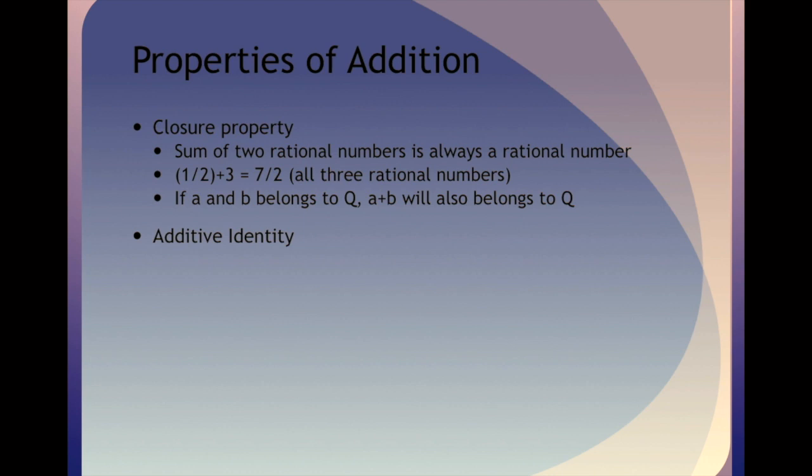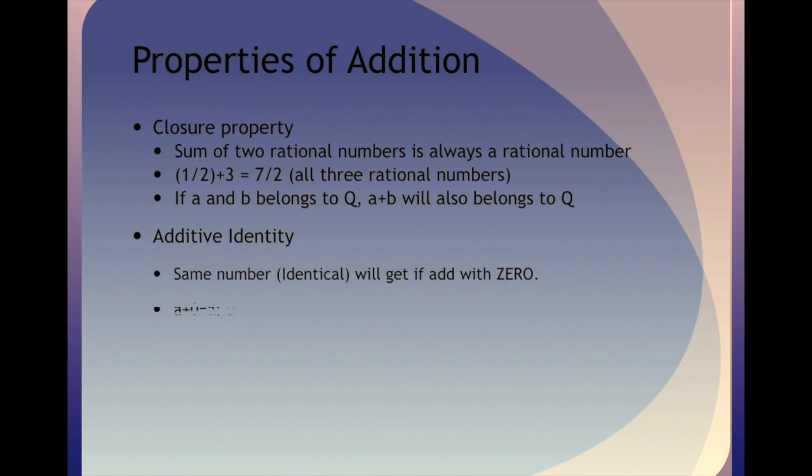Why do we call it a closure property? Because if the rational numbers which we want to add belong to the rational numbers, the answer will also belong to the rational numbers, or it is in the closure of the rational numbers itself.